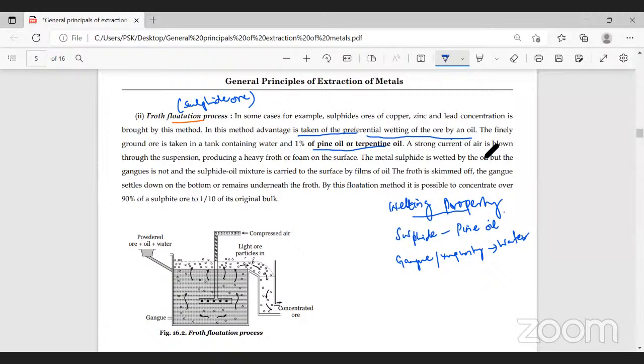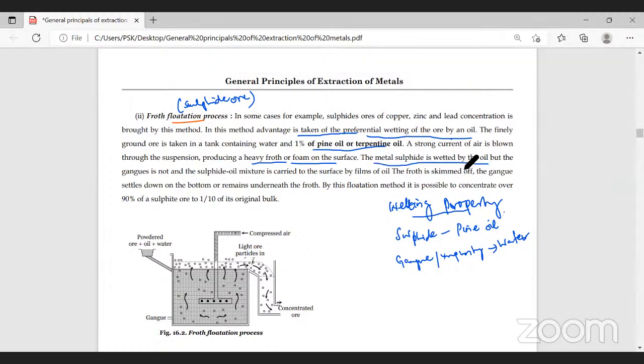A strong current of air is blown. You can see air is blown through this. Air is blown through the suspension. It produces heavy froth or foam on the surface. Why? Because the metal sulfide is wetted by oil. So into oil, if you pass air, what happens? There will be foam. So metal sulfides, sulfide ores are wetted by oil and they rise to the top and come out.